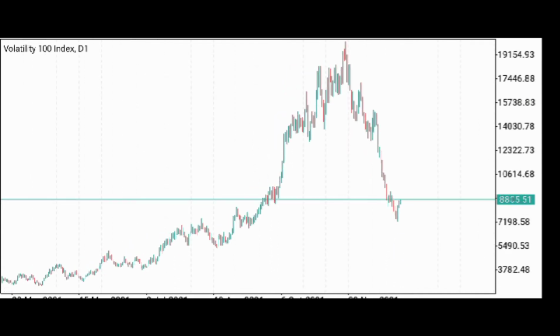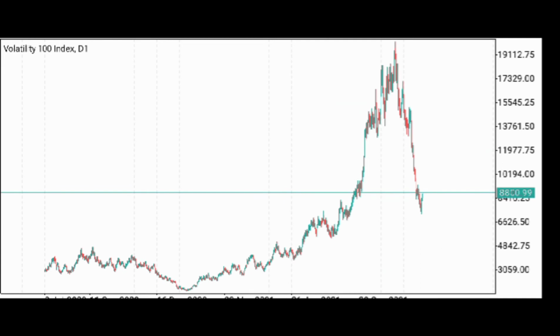Since you have to understand the main bias, let me put it this way: when you understand the main bias, you know that you can take advantage of lower time frame trends. Yes, lower time frame trends.